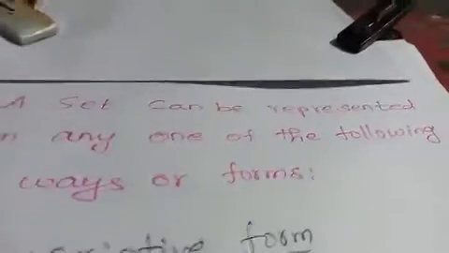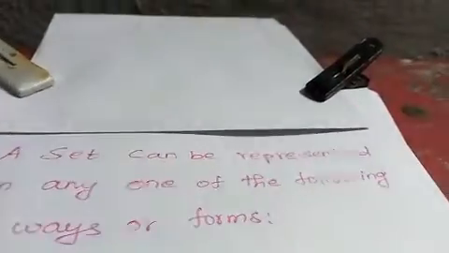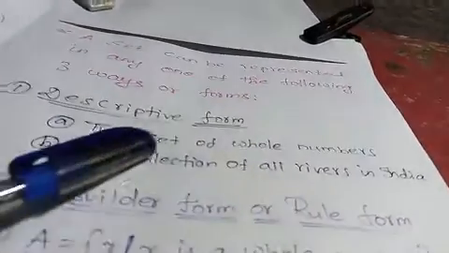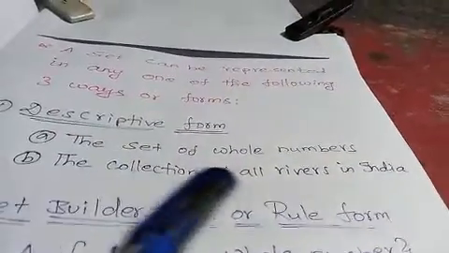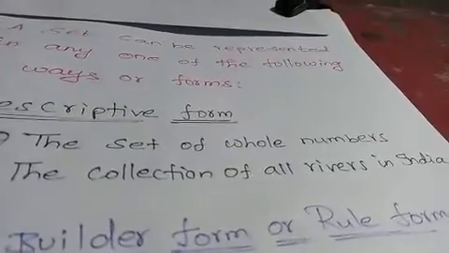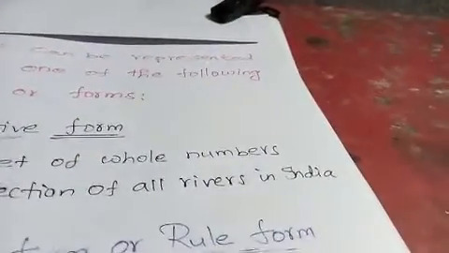A set can be represented in any one of the following three ways or forms. The first one is the descriptive form. The descriptive form is written like: the set of whole numbers, or another example, the collection of all rivers in India.